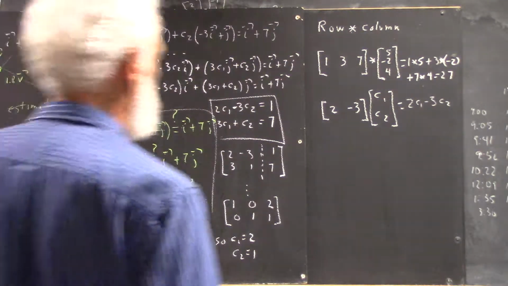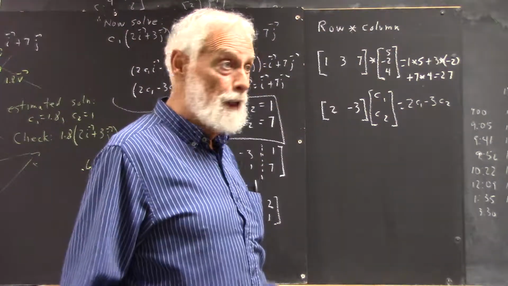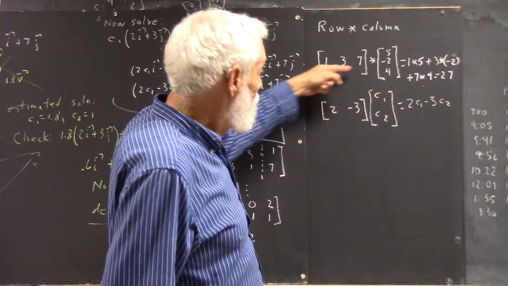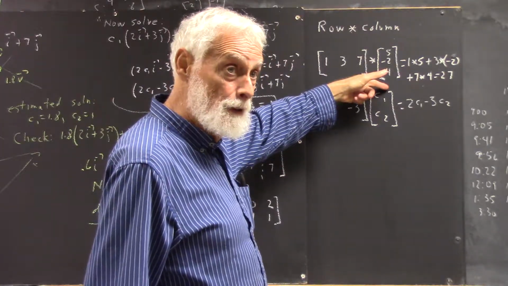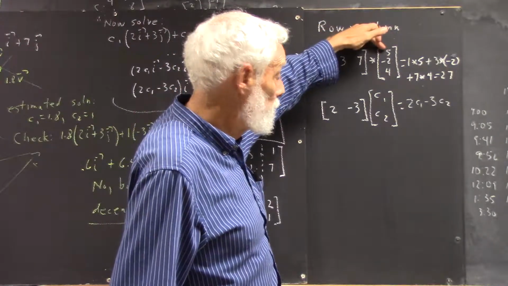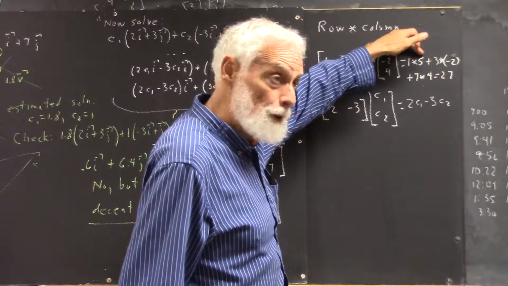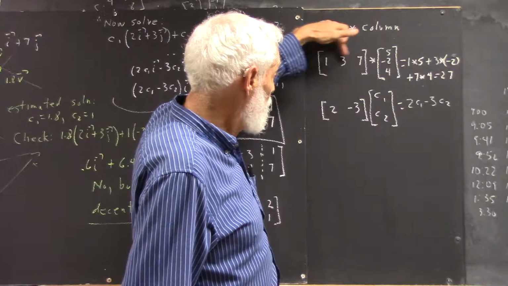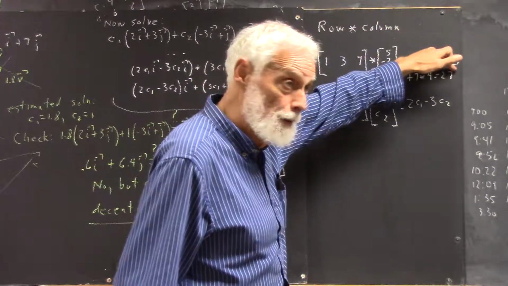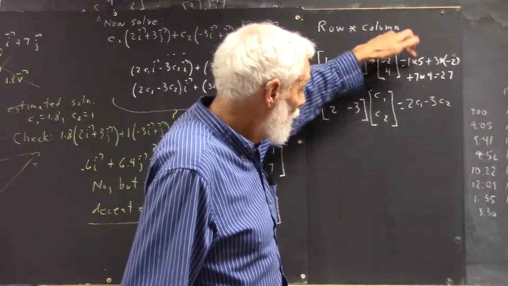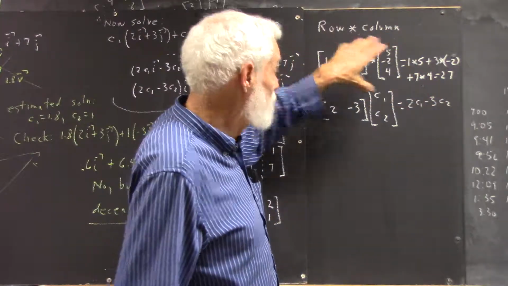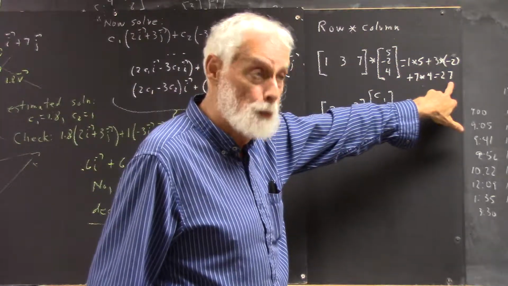Okay, so to multiply a row by a column, you have to have the same number of quantities in the row as you have in the column, so you can match them up. Then you just take the first number times the first number and multiply them. And the second number times the second number and multiply them. And the third number times the third number and multiply them and add up the results. In this case, if I did the arithmetic correctly, you get 27.